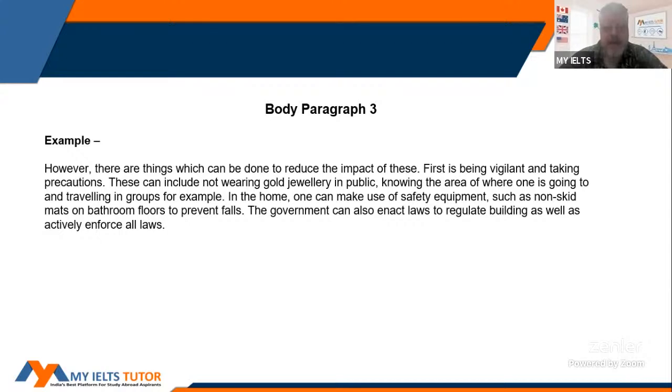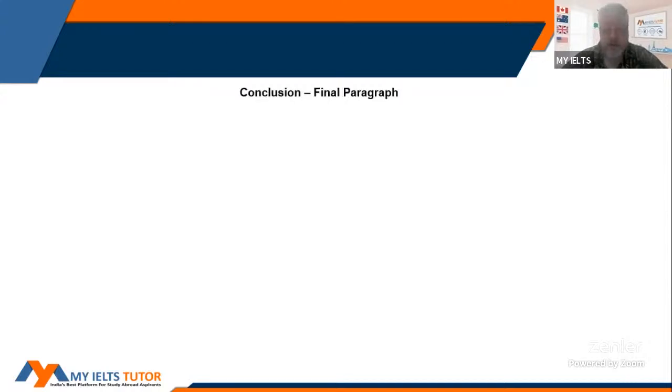So, and then the following sentence is talking about being outside in public. So it's referring to crime. Second one is talking about in the home, using safety equipment, such as non-skid mats on bathroom floors to prevent falls. So that's a particular precaution. And then finally, the final sentence is the government can also enact laws to regulate building as well as actively enforce all laws. So there you have it. That's body paragraph 3. Now, the next step is our conclusion.